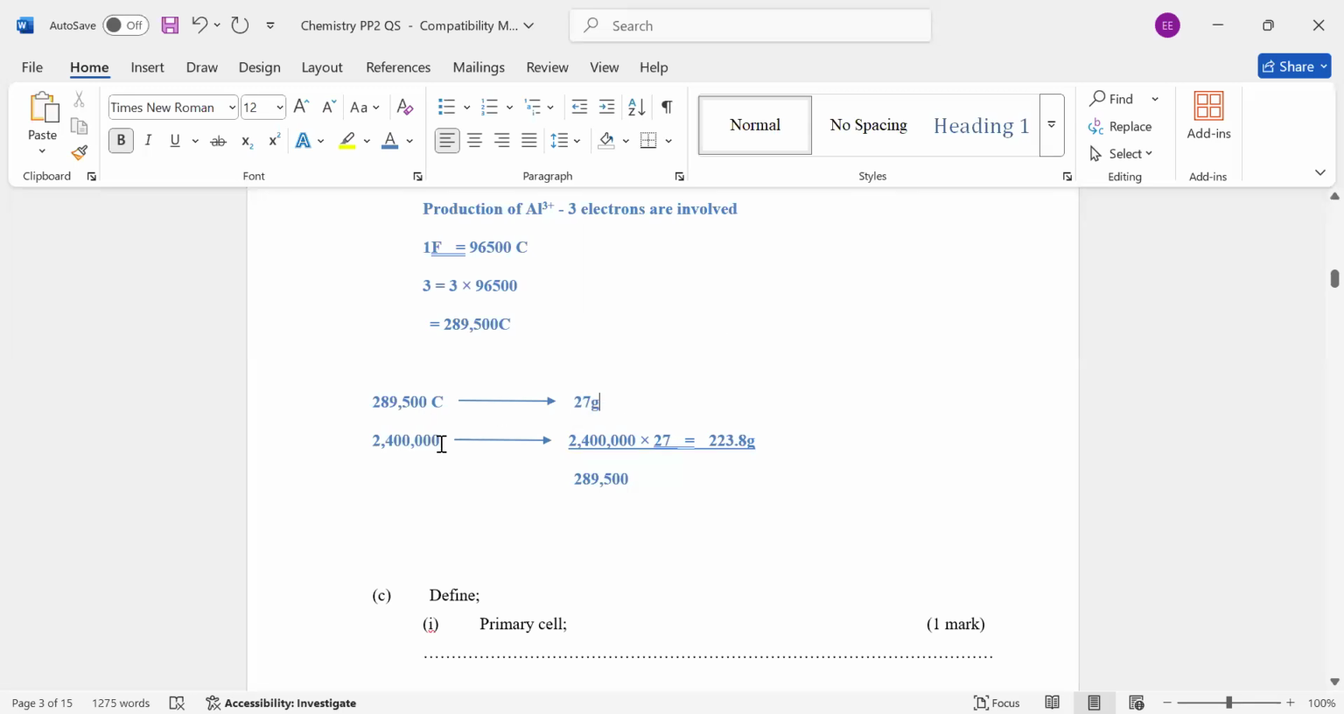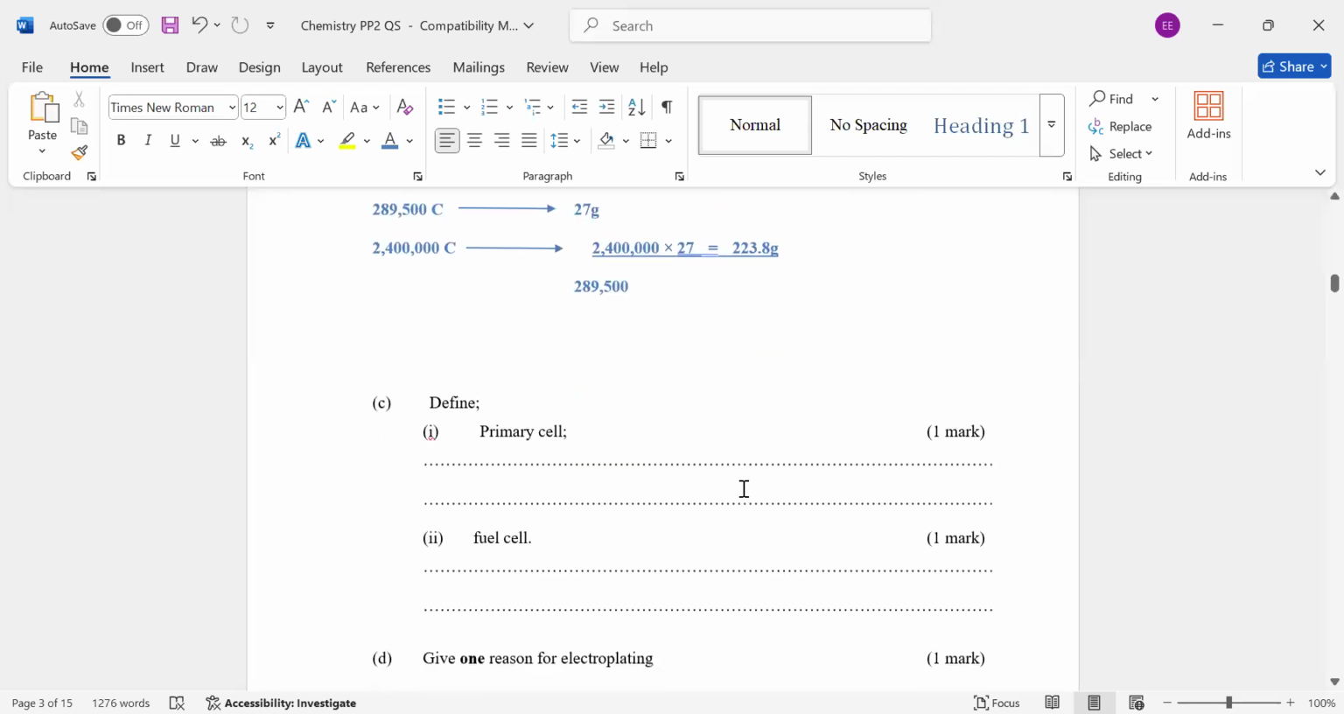Now, this charge that was there, the one that was used, what will it be? So that is why we have that. If we do have that, then we'll get our answer as 223.8 grams. Unless there is a question up to that.